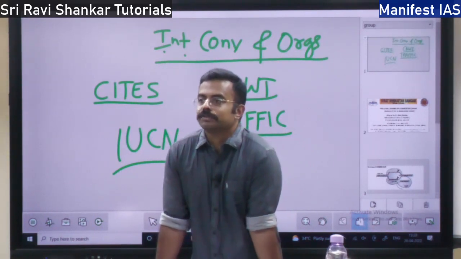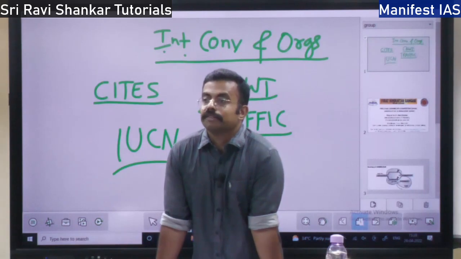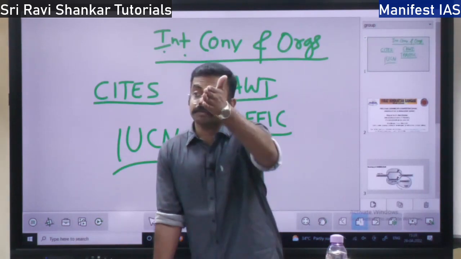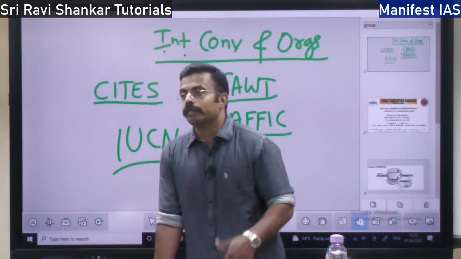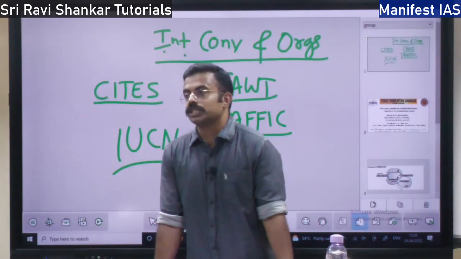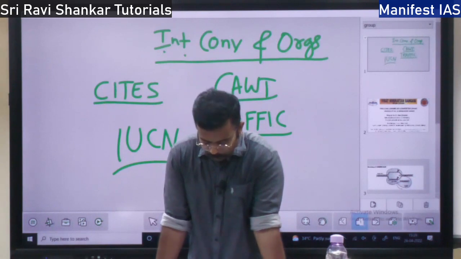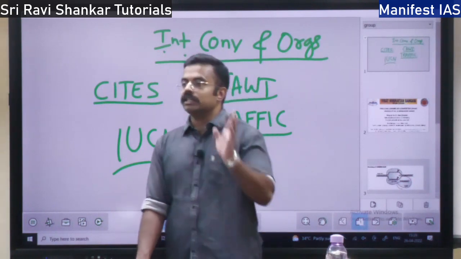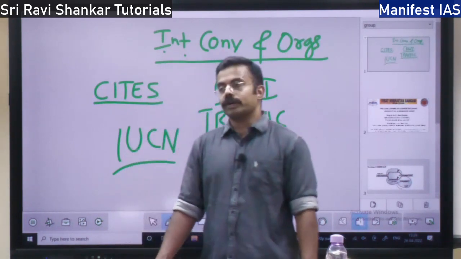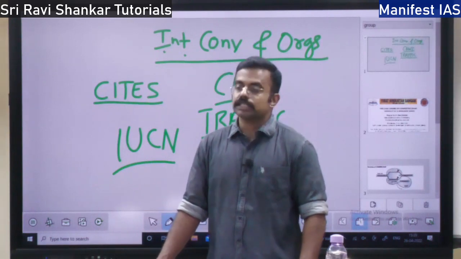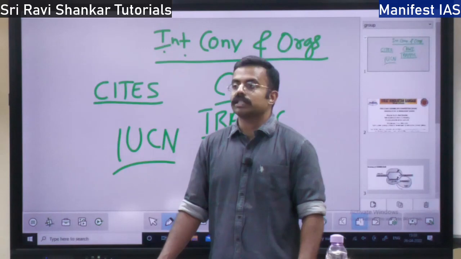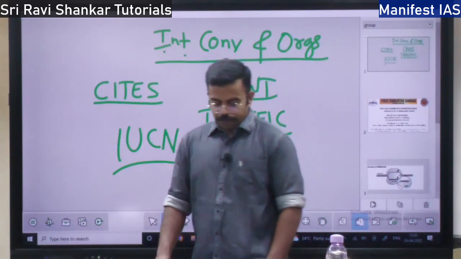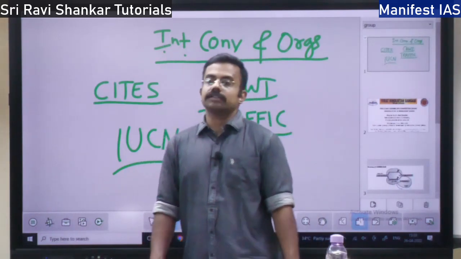What is the vision and mission? The difference between vision and mission: vision is the long-term goal. Mission is how we achieve that goal, by taking various steps. That is the mission. So the vision is a just world that values nature. Mission is the sustainable use of resources, ecological use of resources. That is the mission. So this IUCN, what function does it perform?